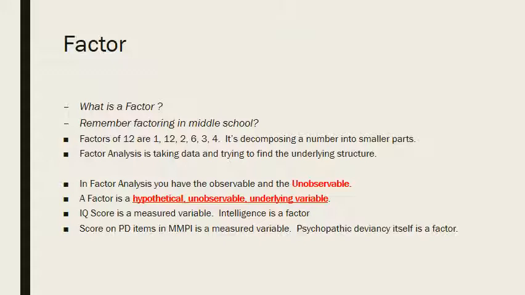It's the same idea with psychopathic deviancy, for instance, in the MMPI. We can never really know what someone's psychopathic deviancy level really, truly, actually is. That is unobservable, but we can get their score, right? We can get their variable on that as a measured variable. So psychopathic deviancy or intelligence, those are factors that underlie.